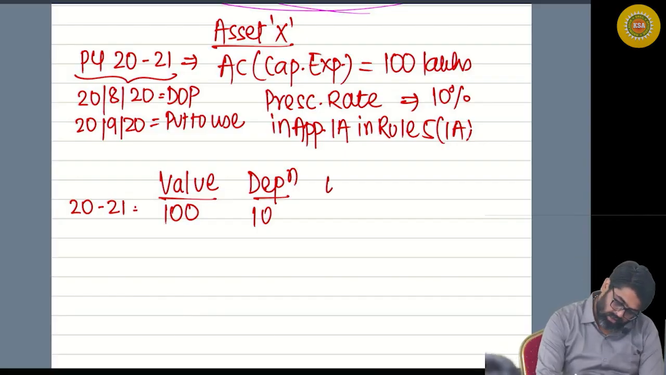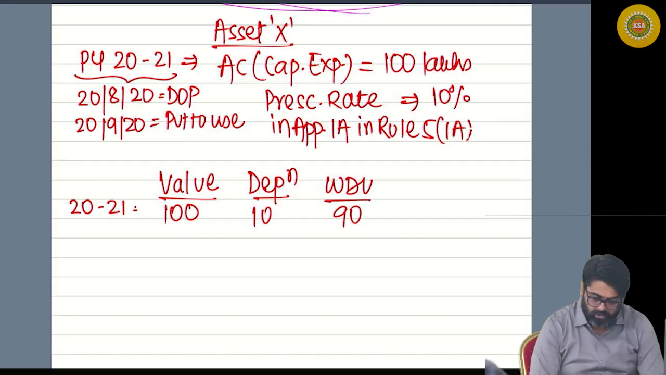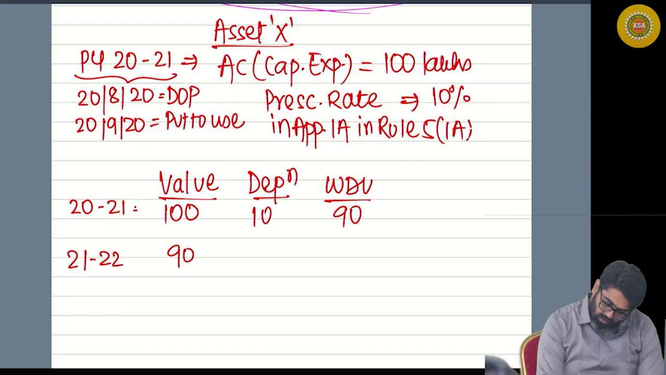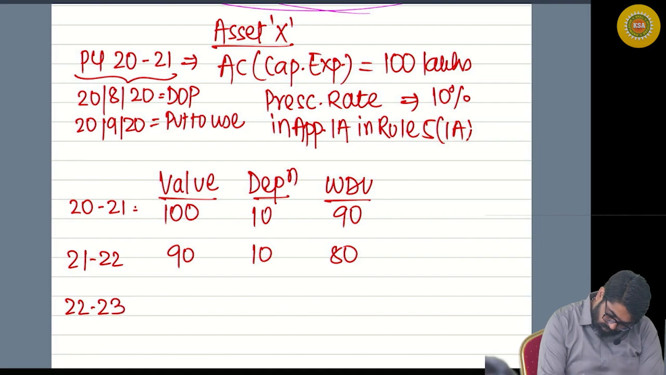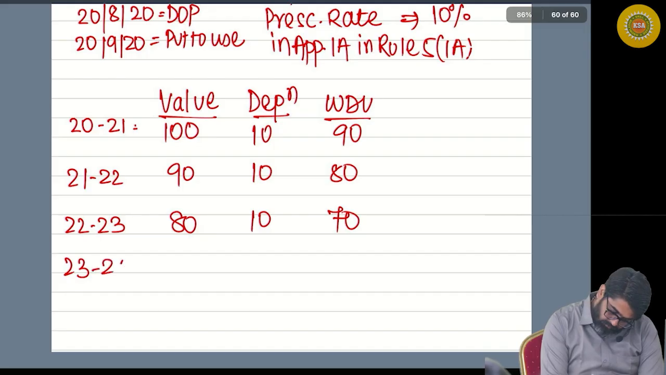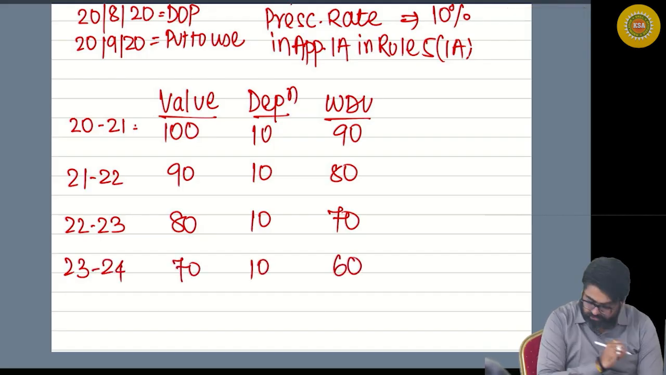Now what will be the WDV? 90 lakhs. In 21-22, what will be the depreciation and what will be the WDV? 22-23: 80, 10, 70. Yes or no? 23-24: 70, 10, 60.